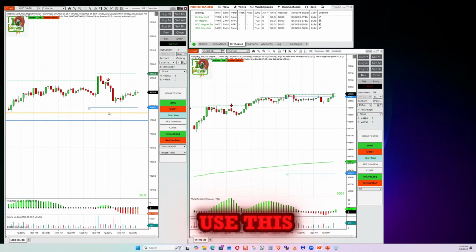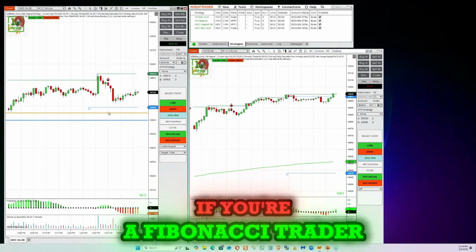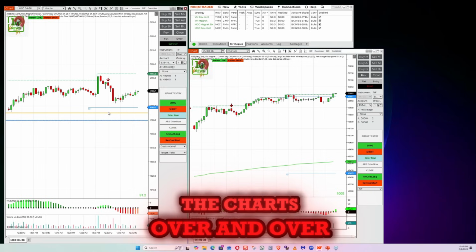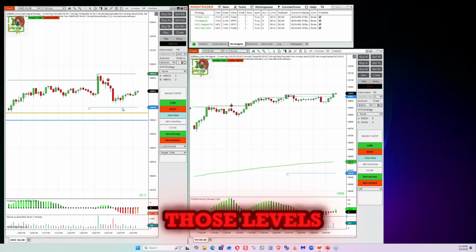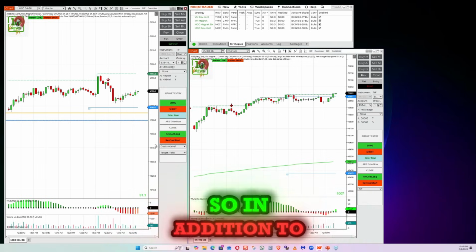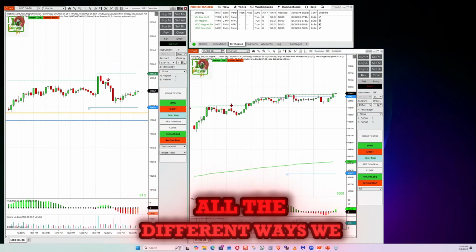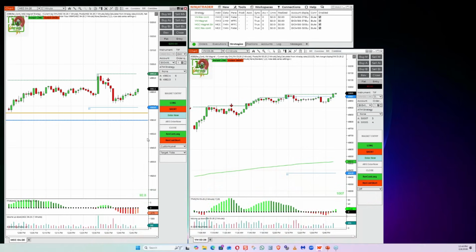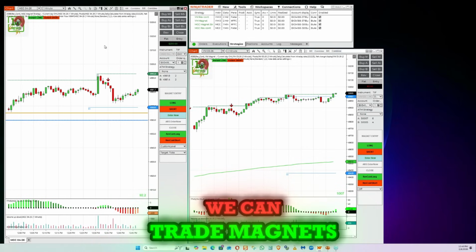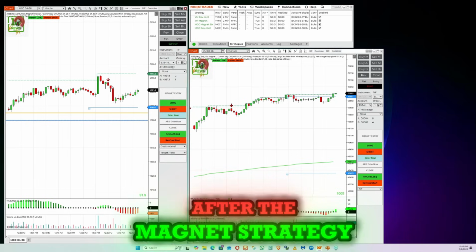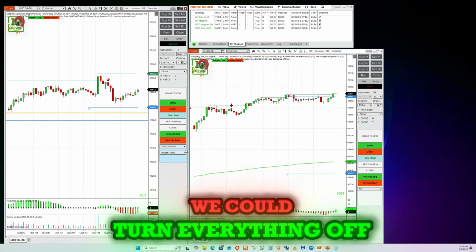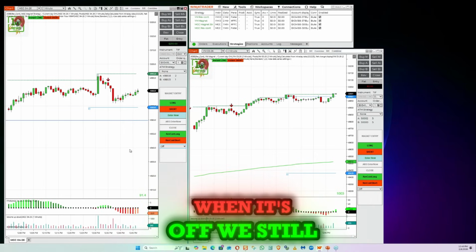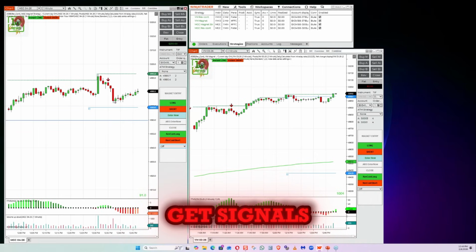So how could you use this? If you're a Fibonacci trader, you have Fibonacci levels. They show up on the charts over and over and over. You can use those levels, make them custom levels. So in addition to all the different ways we can trade custom levels, we can trade magnets. After the magnet strategy is over, we could turn everything off. But here's the great thing, when it's off, we still get signals.